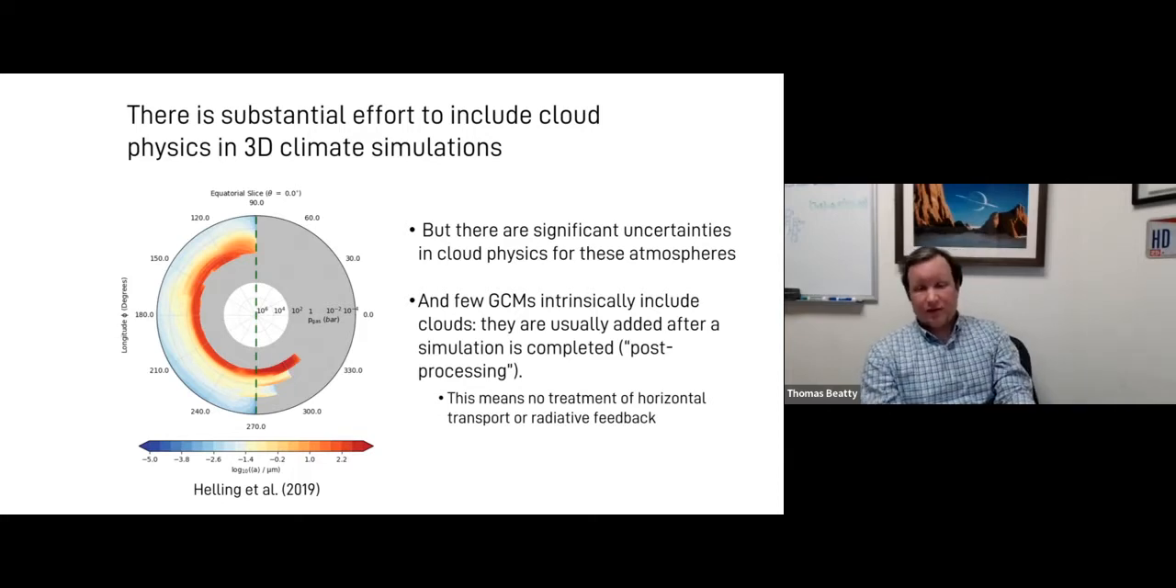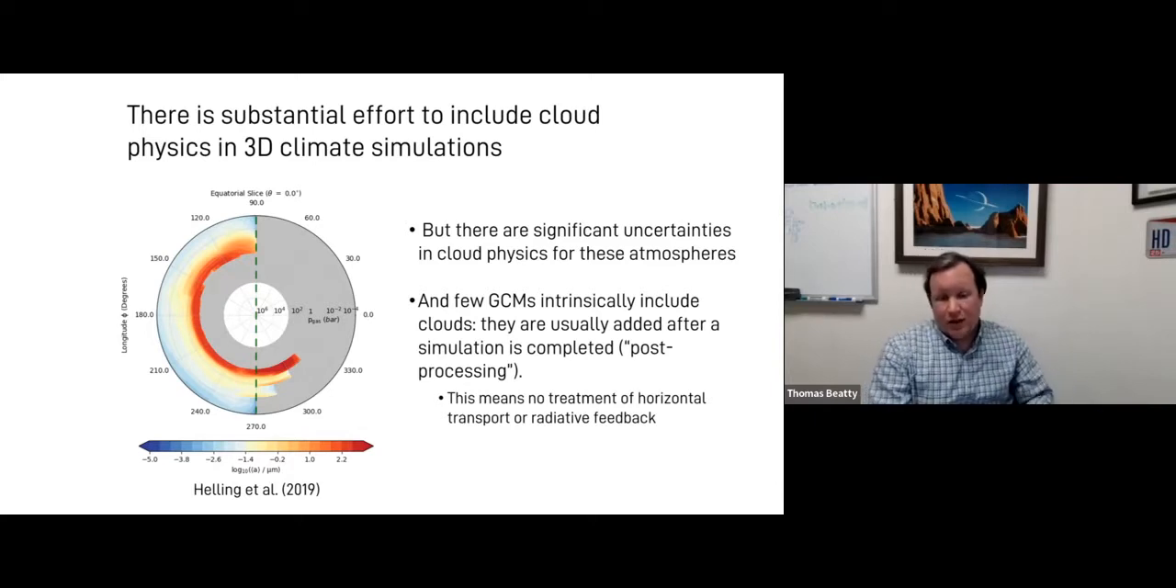I'm talking about things like the KZZ, the vertical diffusion coefficient, and grain size distributions. All the great microphysics that you can think of is, I would say, not understood well enough to really nail these to the wall. Secondly, from a computational standpoint, it can also be difficult to include clouds in GCMs.